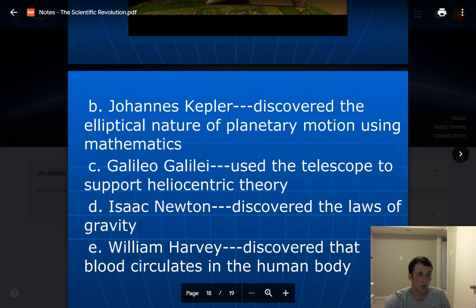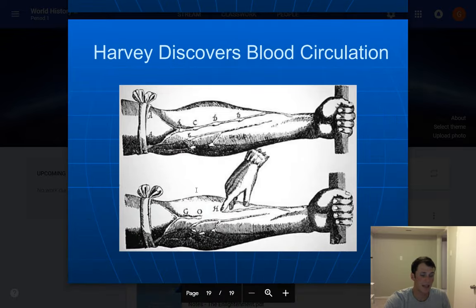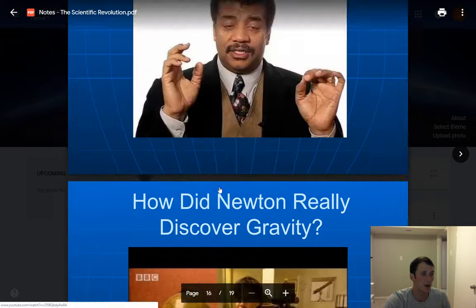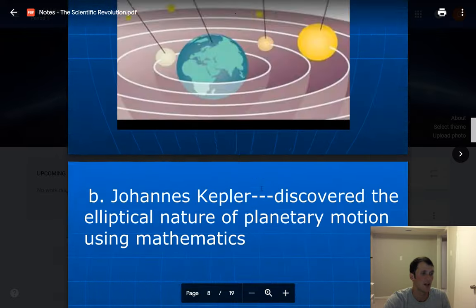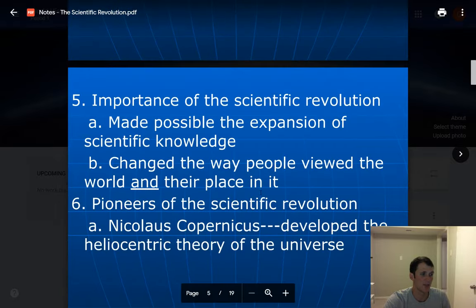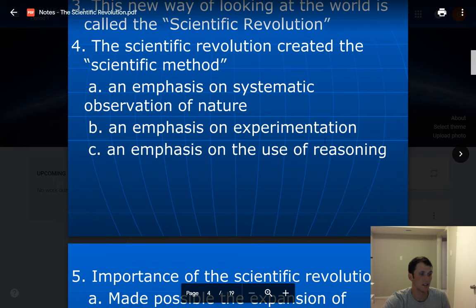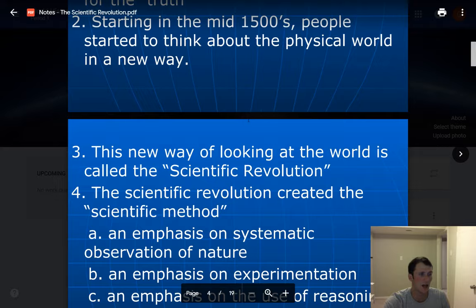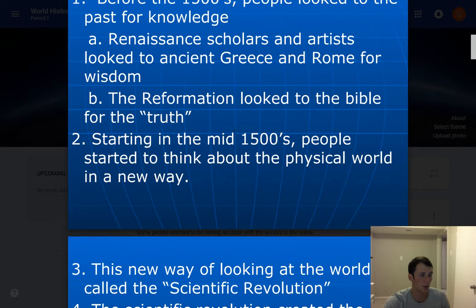That's it. We talked about Copernicus, Kepler, Galileo, Newton, and Harvey. There's really only 5 scientists for the scientific revolution here. So it really isn't that much information that you need to be familiar with as far as people. You should definitely familiarize yourself with the first couple slides of this as well, just the concepts, making expansion of scientific knowledge and such like that. The emphasis on experimentation and reasoning and systematic observation for the scientific method. I would definitely be familiar with that kind of stuff going into tomorrow because it could easily show up.